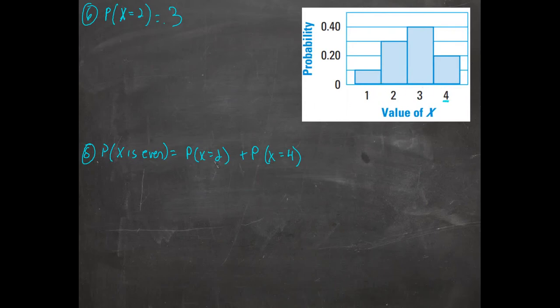So what's the probability that exactly 2 of the 4 people will answer yes? We already have that, 0.3. Plus, what's the probability that exactly 4 people will answer yes? That's 0.2. And that comes out to be 0.5.